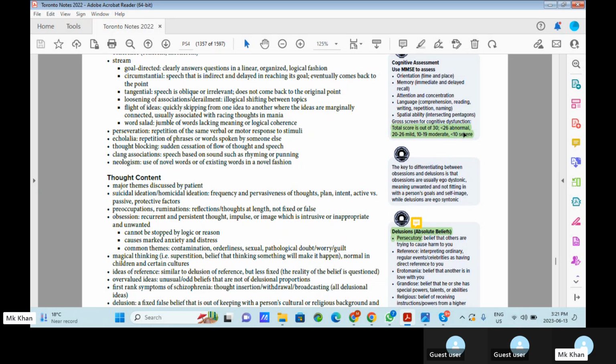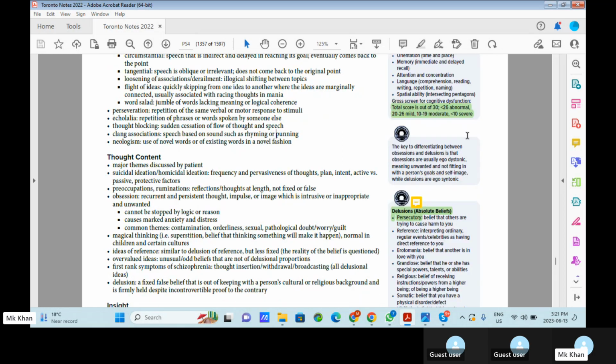If it is less than 26, then it is abnormal, and 20 to 26 is mild, 10 to 19 is moderate, and less than 10 is very severe. So according to this, these are the points they are giving, and then the scoring system. If it is less than that, then it is very severe.